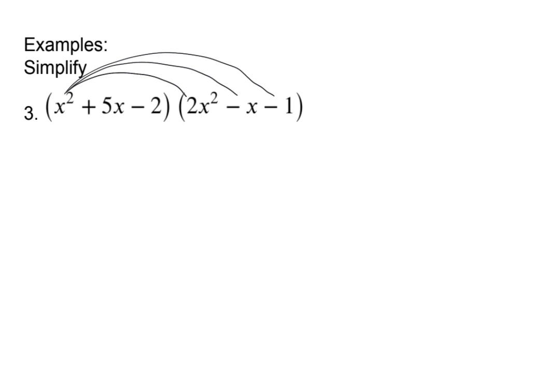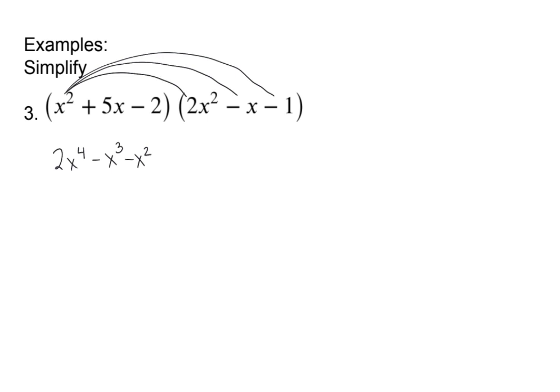X squared times 2x squared is going to give me 2x to the fourth. When we're multiplying, we add those exponents. X squared times negative x is negative x to the third. And x squared times negative 1 is negative x squared.